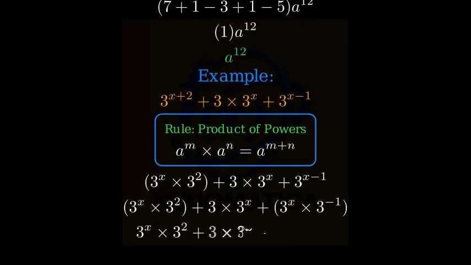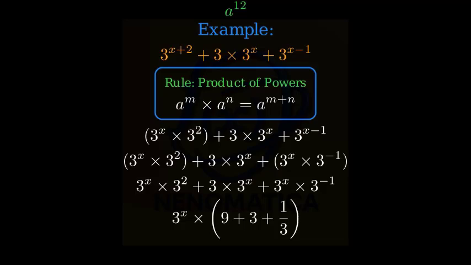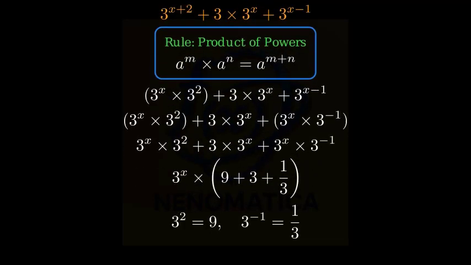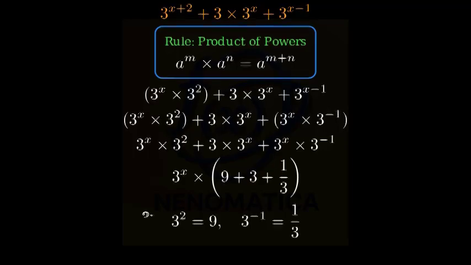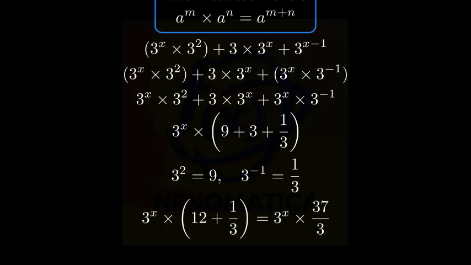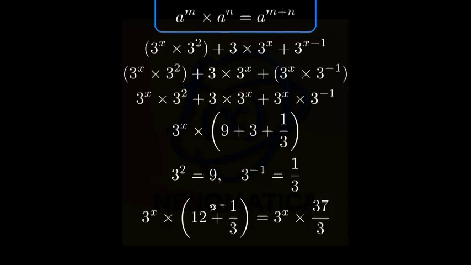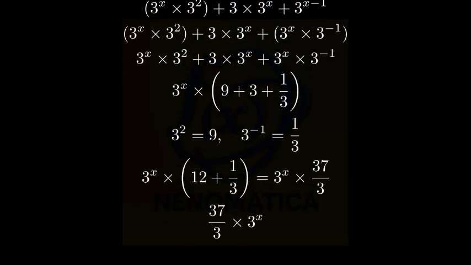Now, let's factor out 3 to the power of x. We get 3 to the power of x times 9 plus 3 plus 1/3. 9 is 3 squared. 1/3 is 1 divided by 3, which is 3 to the negative 1. Let's simplify inside the parentheses. 9 plus 3 is 12, plus 1/3 is 12 and 1/3. So we get 3 to the x times 37 over 3.